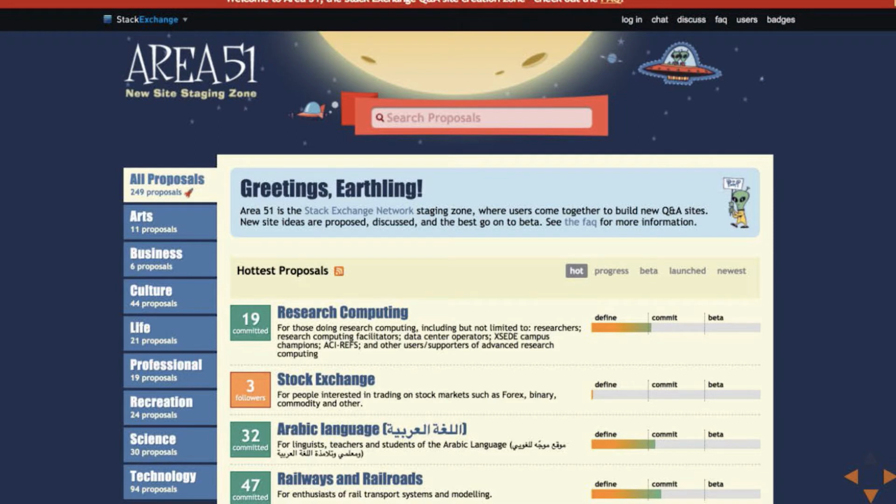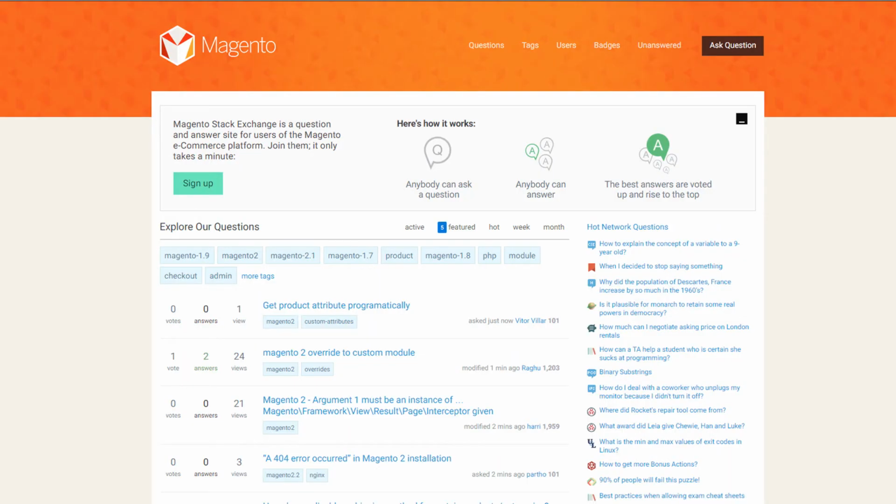One of the really cool things that we want to experiment with in the future is creating your own Stack Exchange network. So if you have a cool product like Nexmo up here in the front, Nexmo could have their own Stack Exchange network, similar to how Magento has their own Stack Exchange network. And there, the community is all about Magento.